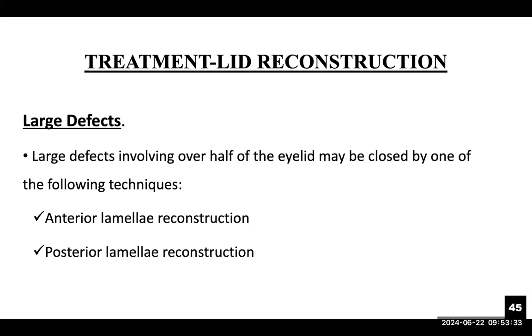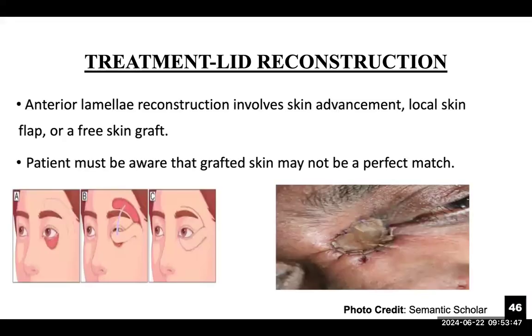Large defects involving over half of the eyelid may be closed by one of the following techniques: the anterior lamellar reconstruction and the posterior lamellar reconstruction. Next slide, please. Anterior lamellar reconstruction involves skin advancement, a local skin flap, or a free skin graft. The patient must be aware that grafted skin may not be a perfect match.